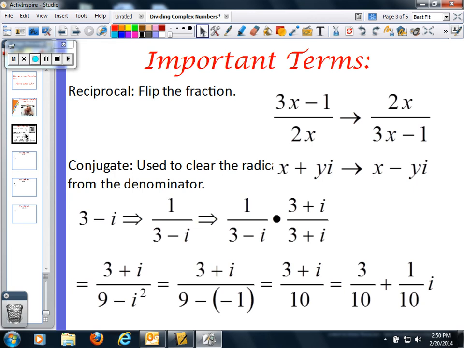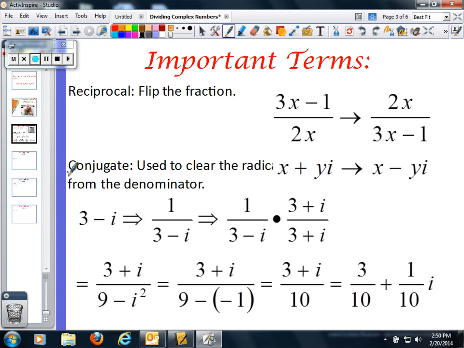First thing, you should know what a reciprocal is. You're just flipping the fraction. So for example, 3x minus 1 over 2x. You're going to flip it and it's going to become 2x over 3x minus 1. So 2x over 3x minus 1 is the reciprocal of 3x minus 1 over 2x.